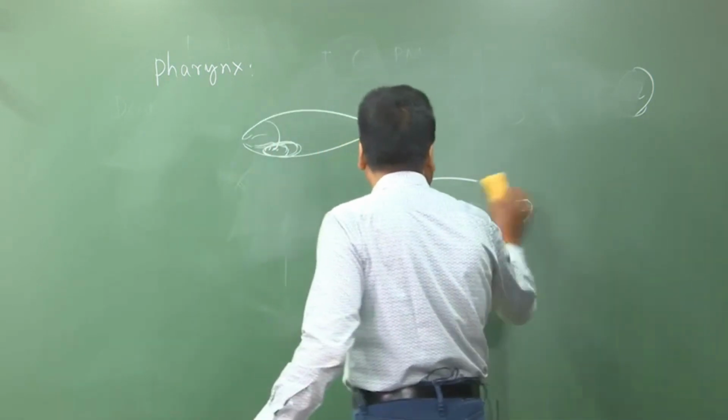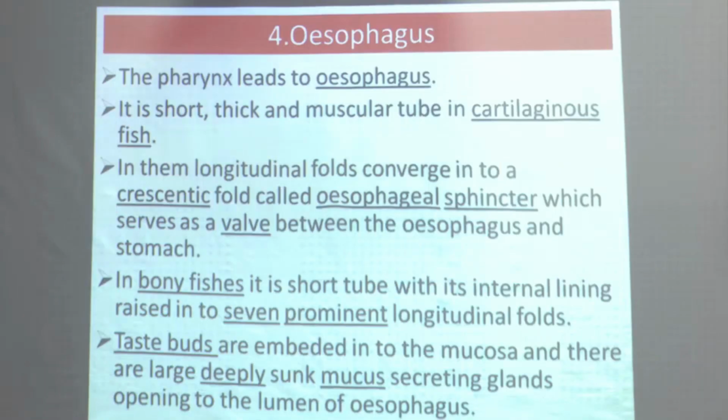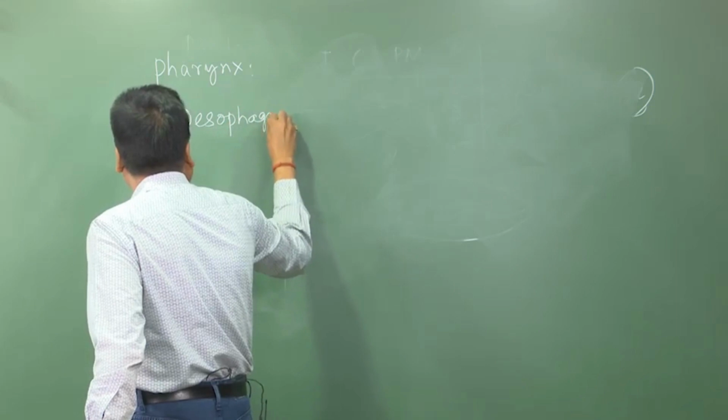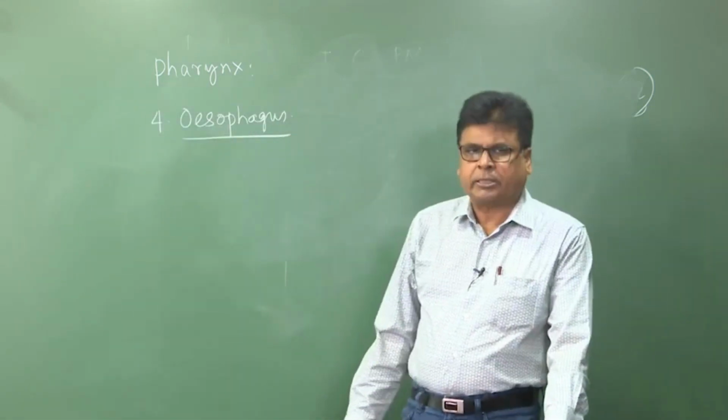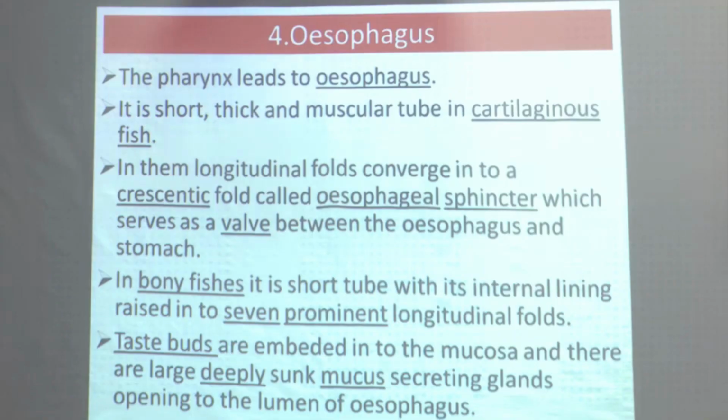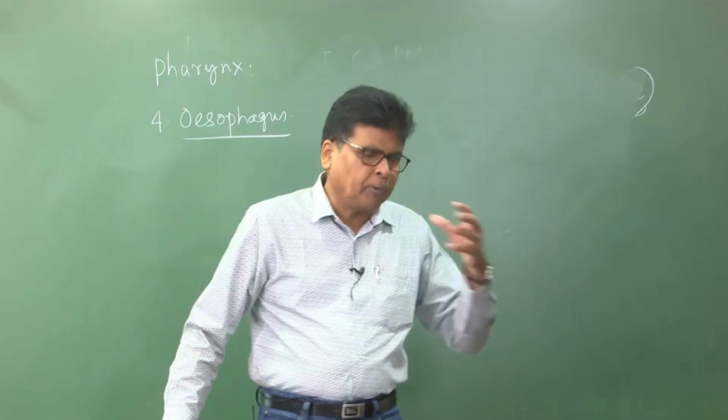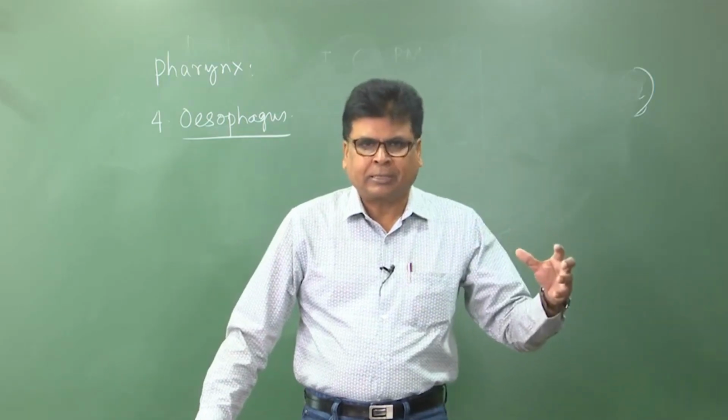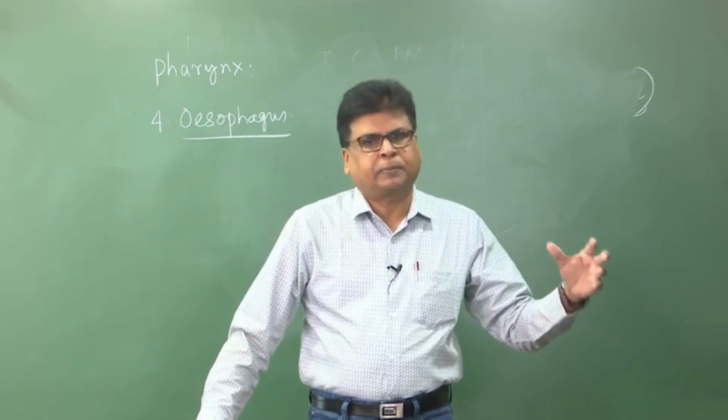The oesophagus has no digestive role. It is a simple passage for passing food material into the alimentary canal, first one. Secondly, it helps in respiration. Now come to the most important part of the alimentary canal, that is known as the oesophagus. Okay, let us discuss this. The pharynx leads to the oesophagus. The oesophagus is a short, thick, muscular tube in cartilaginous fish. First of all we shall discuss the oesophagus of fish, and again in fish the cartilaginous fish come first.